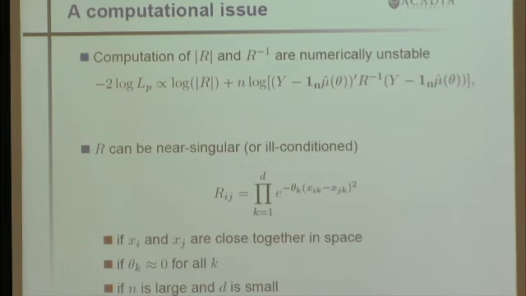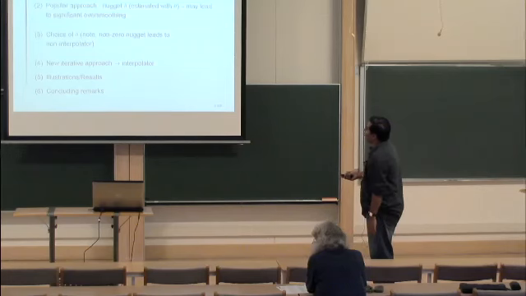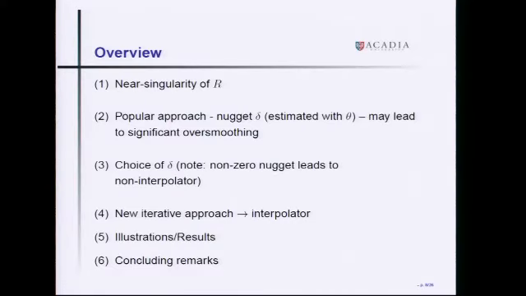So this is a big computational issue that we run into. For the rest of my talk, I'll briefly talk about near singularity of R, and under what circumstances we get near singular matrices. Is that really common? How common is it?